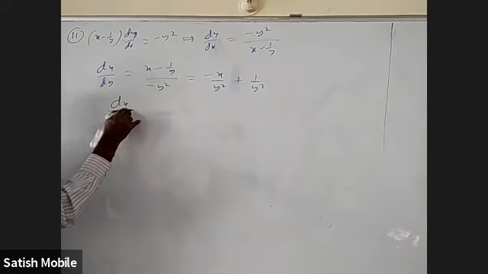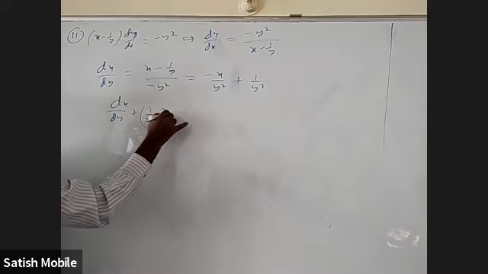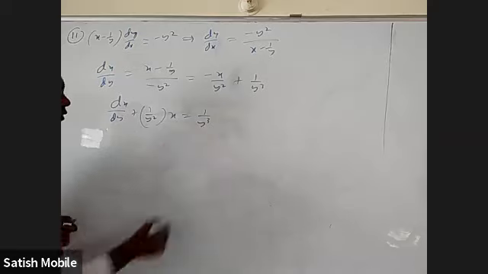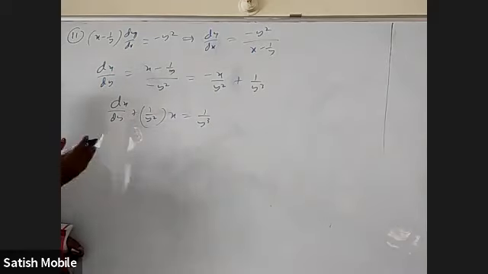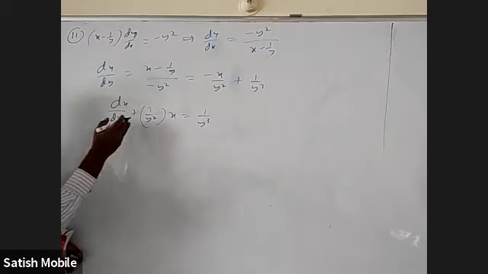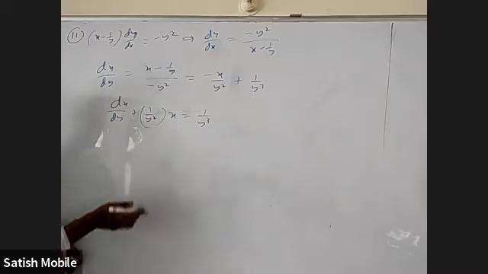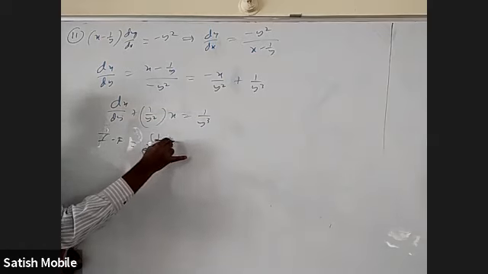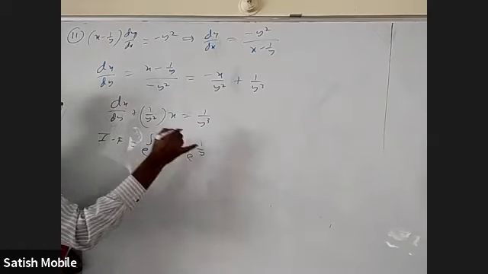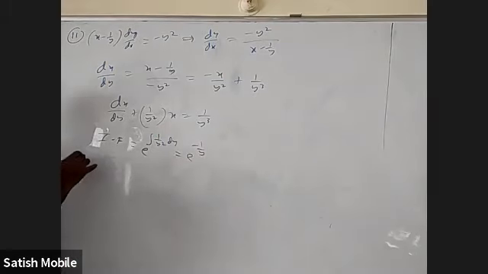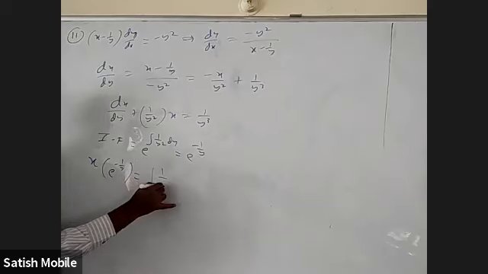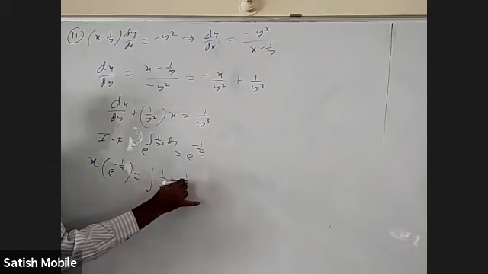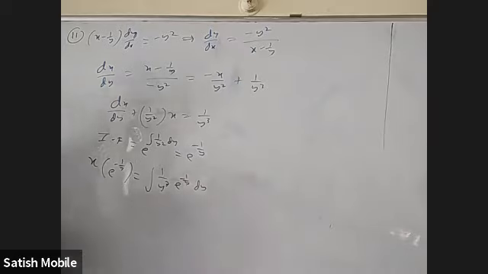dx by dy plus 1 by y square into x is equal to 1 by y cube. So the standard form is not even Bernoulli, it is the regular dy by dx plus Py equal to Q, like dx by dy plus Px equal to Q, where P and Q are functions of y. So your integrating factor is e power integral 1 by y square dy. This is e power minus 1 by y. So now the solution is x into e power minus 1 by y equals integral 1 by y cube into e power minus 1 by y dy.